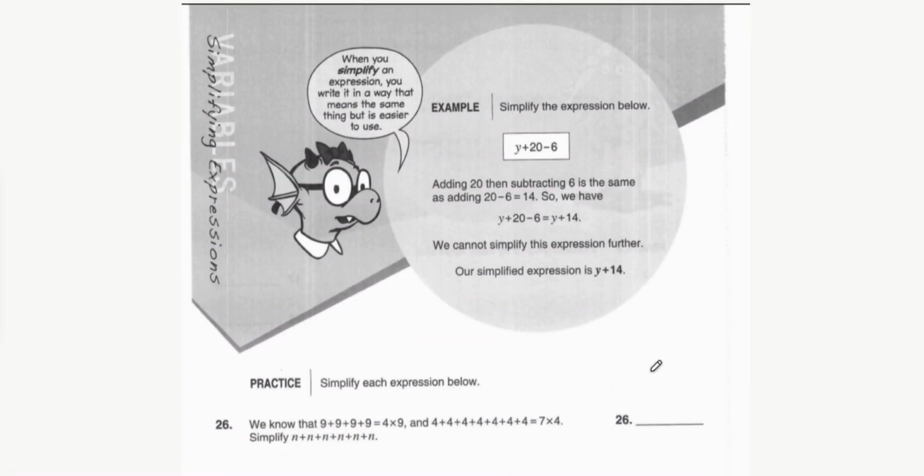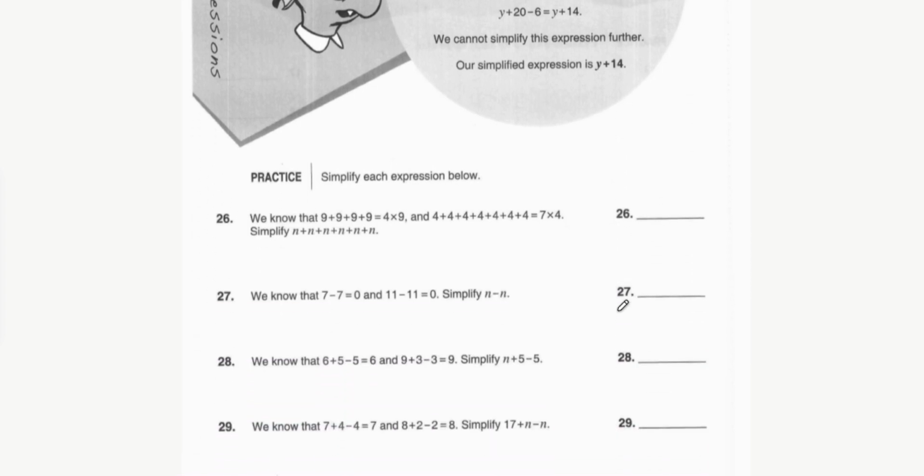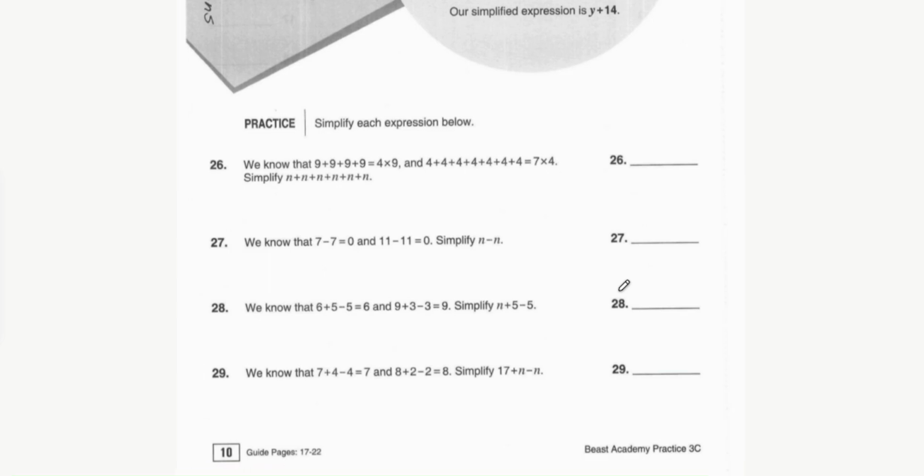When you simplify an expression, you write it in a way that means the same thing but is easier to use. So below we have to simplify the expression y plus 20 minus 6. Adding 20 then subtracting 6 is the same as adding 20 minus 6, which equals 14. So we have y plus 20 minus 6 equals y plus 14. Since we can't simplify this expression any further, this is our final version. Now we have to practice by simplifying each expression below.